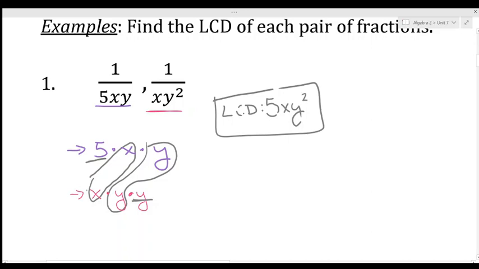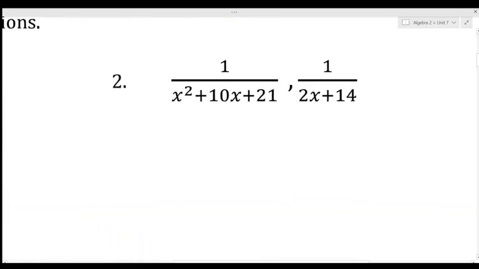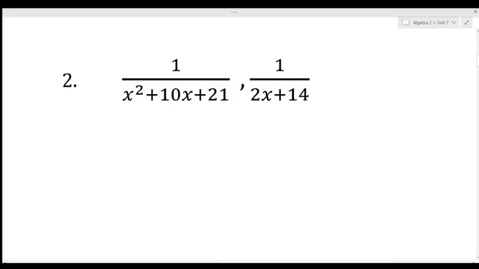So anything you circle that matches between the two denominators, you write once. Anything left outside of the two denominators that isn't circled, you'll have to write as part of the LCD, okay? So let's look at this next one. We have 1 over x squared plus 10x plus 21, and then we have 2x plus 14.